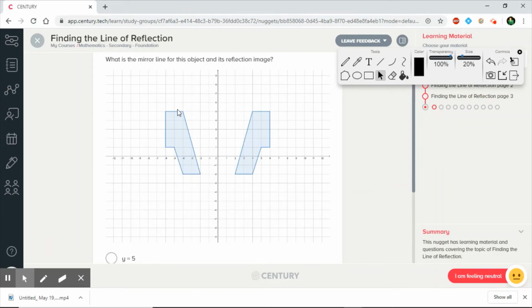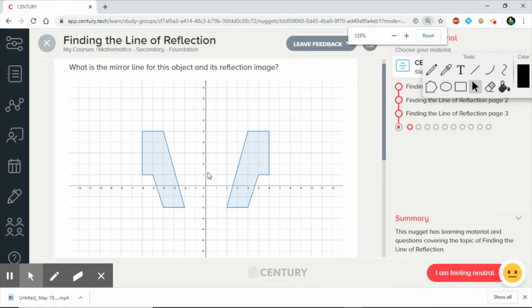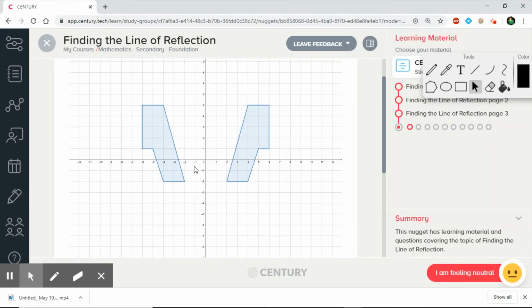So let's consider this example here. What is the mirror line for this object and its reflection image? Remember, the object is what we start with, the image is what we end up with, and you can see it's been reflected, and it's asking us where it's been reflected. I might just zoom in to get a better view of this axis here. It's useful just to count. So we are 1, 2, 3, 4, a distance of 4 away from these 2 points, these 2 corners. So half of 4 is 2. So let's go 1, 2 away.